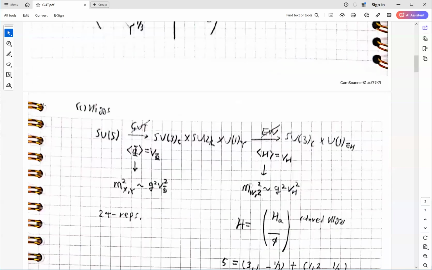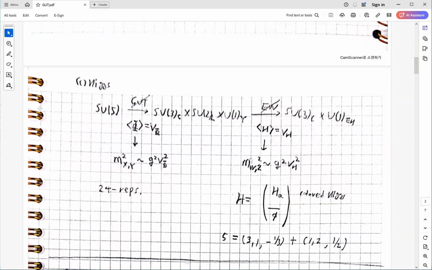So the remaining SU(5) representation field is the Higgs.